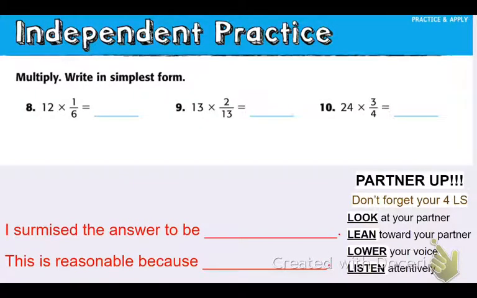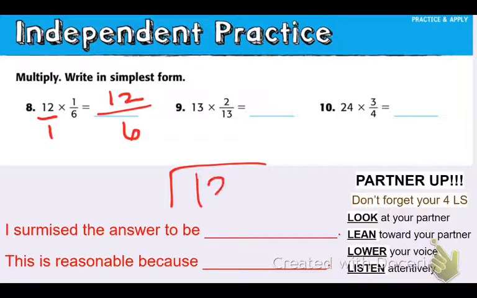All right, Bobcats, 12 times 1/6. I like how this problem reversed it, how the whole number is the first one you see. It doesn't matter the order, commutative property, so it's the same process. Make that whole number a fraction, put it over 1. Multiply, 12 times 1 is 12. 6 times 1 is 6. Step 3 is to simplify, change that improper fraction to a mixed number or a whole number.